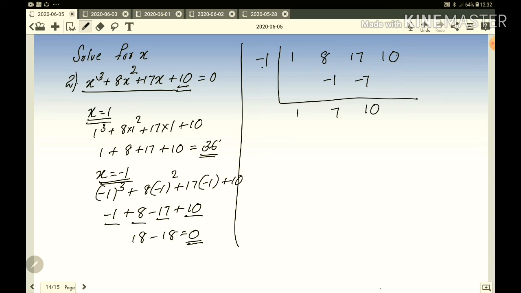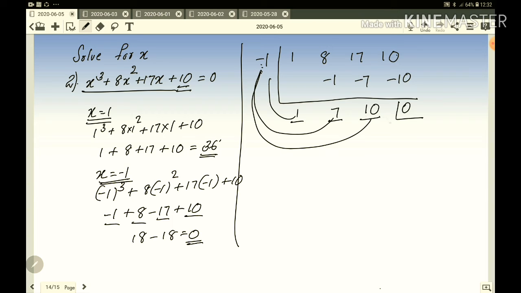Then 10 is going to multiply minus 1. Each time you have to multiply by this minus 1, do you understand? Then write it under the next number. 10 times minus 1 is minus 10. Then add it, 0. Yeah, so we got it. A is 1, B is 7, C is 10 of the quadratic. So let me write that quadratic equation: x squared plus 7x plus 10 is equal to 0.